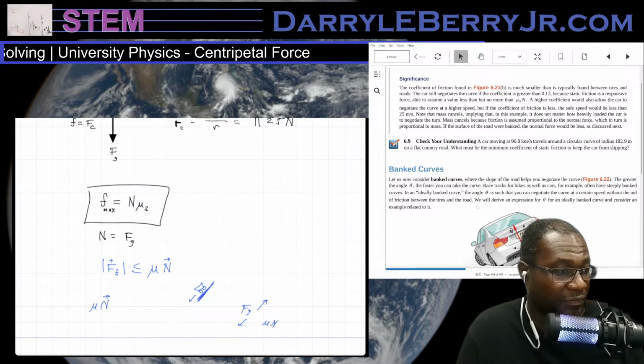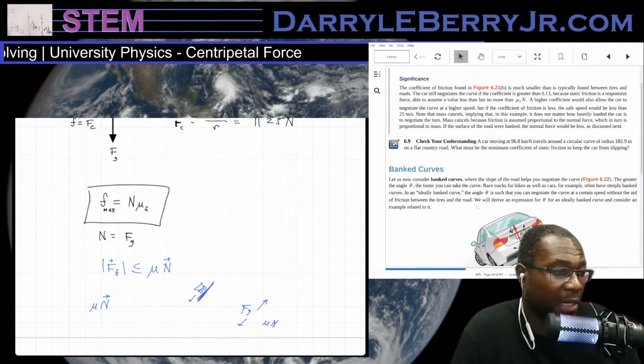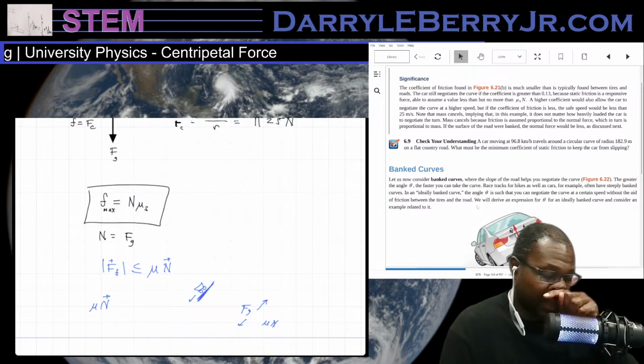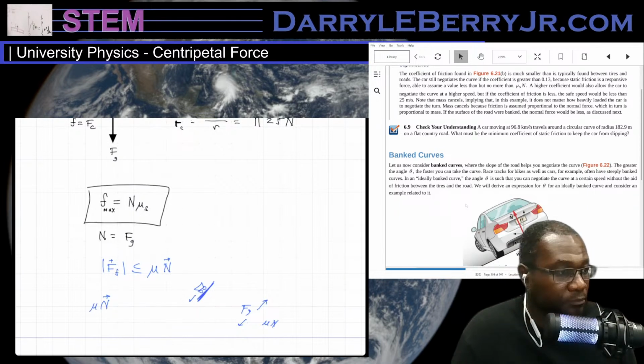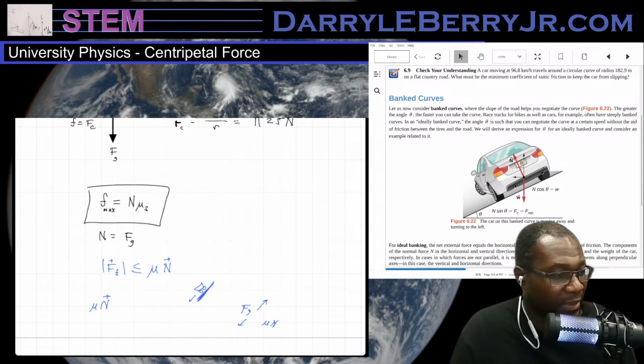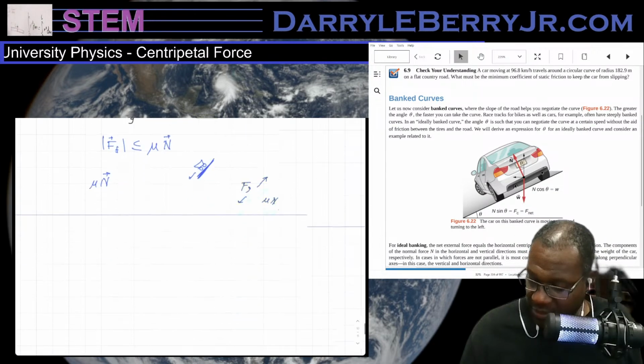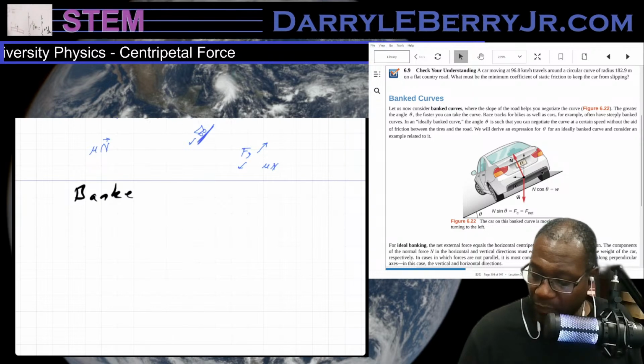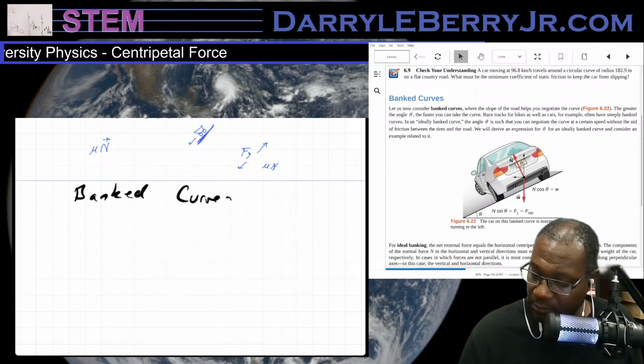Check your understanding. A car moving at 96.8 kilometers per hour travels around a circular curve at that radius on a flat country road. What must be the minimum coefficient of static friction to keep the car from slipping? All right, you might look at that later. First, let's look at banked curve. Actually, this might be where I wrap up here.